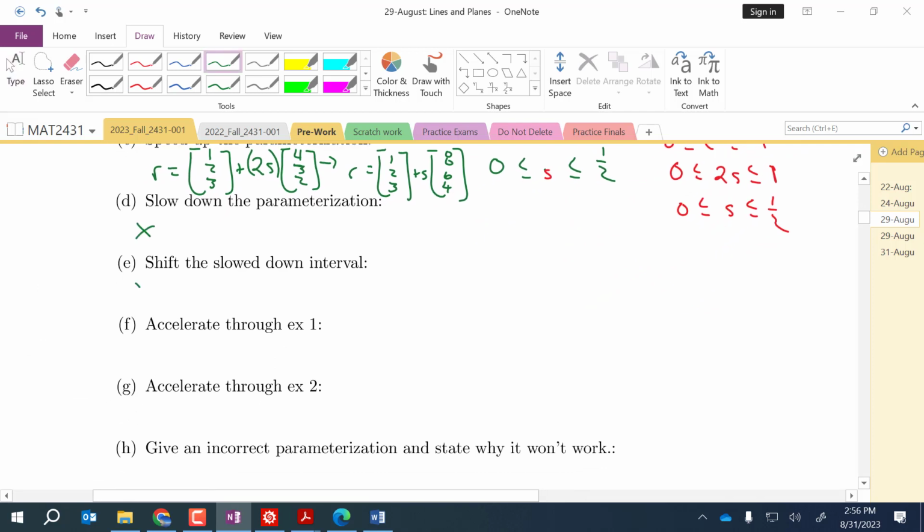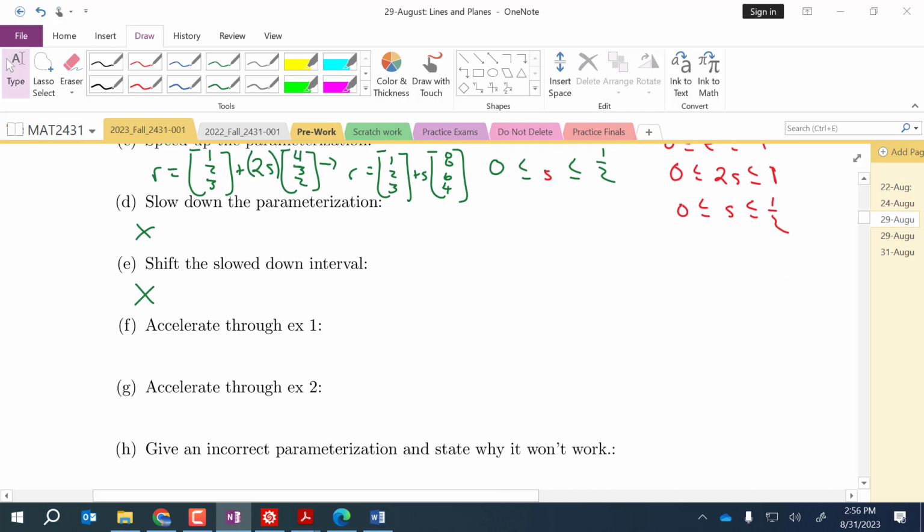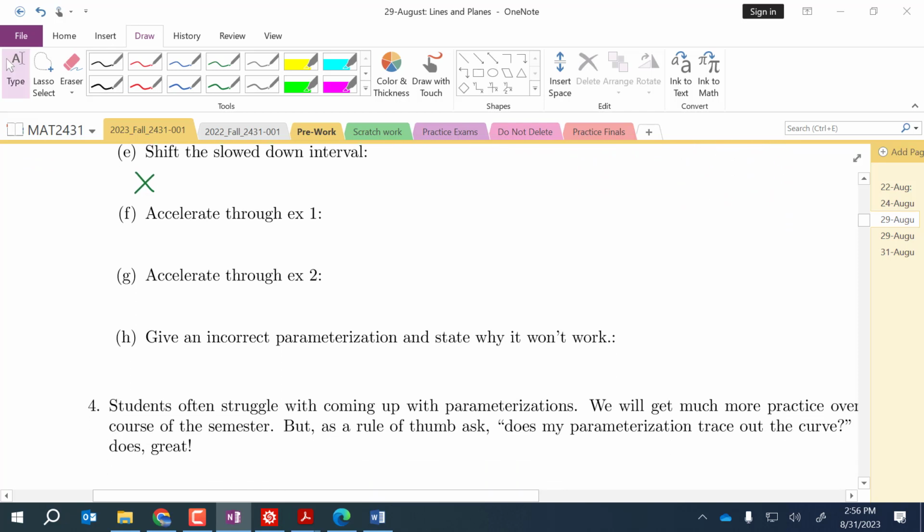I'm going to skip these two for right now. Again, we've got all semester to learn how to do this. This is our first introduction to it. If you're feeling a little confused right now, that's okay. I'm going to try to continue to highlight this as we go through this course. Let's go ahead and accelerate as we trace this parameterization.